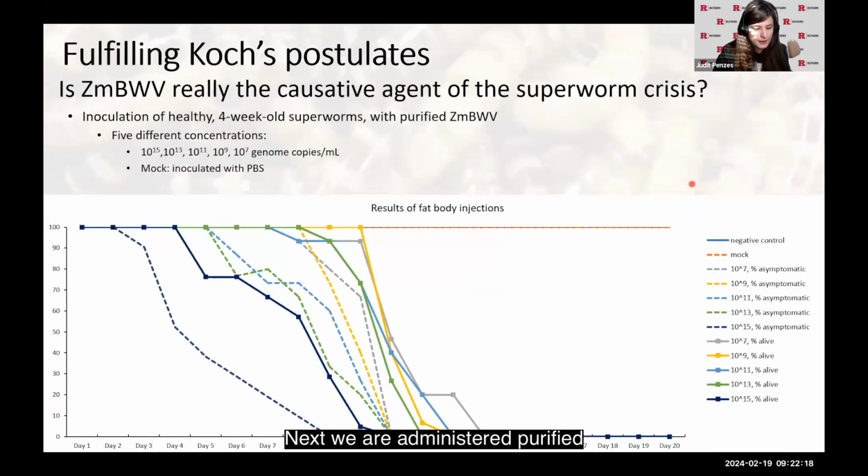Next, we administered purified ZMBWV virus at 5 different concentrations with direct fat body injections into healthy 4-week-old superworm larvae. And what we found was that all of these started exhibiting the symptoms of the black wasting disease, and eventually all of them died. Only the time of their death depended on the dosage: the ones that got a higher dose died earlier, and the ones that got a lower dose died later.